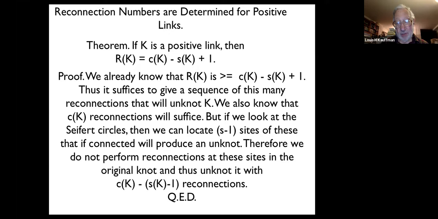But I'll show you some examples to see what I'm saying. If we look at the Seifert circles, then we can locate S minus one sites of these that if connected will produce an unknot. And then we don't have to perform reconnections at every crossing. We just perform C of K minus S of K plus one reconnections and we're done. And that gives the answer. So you need to see an example in order to understand what I just said.